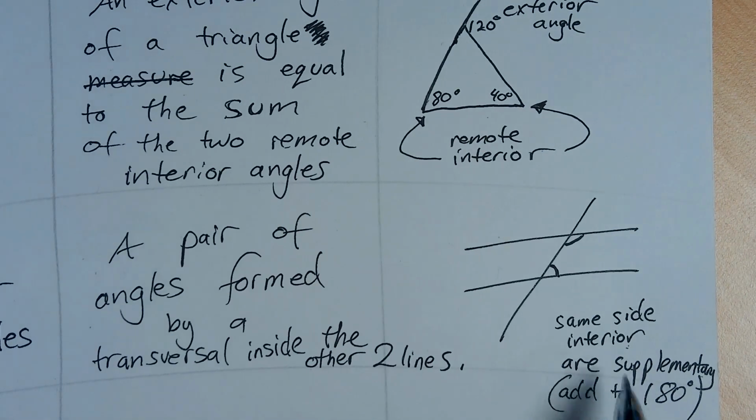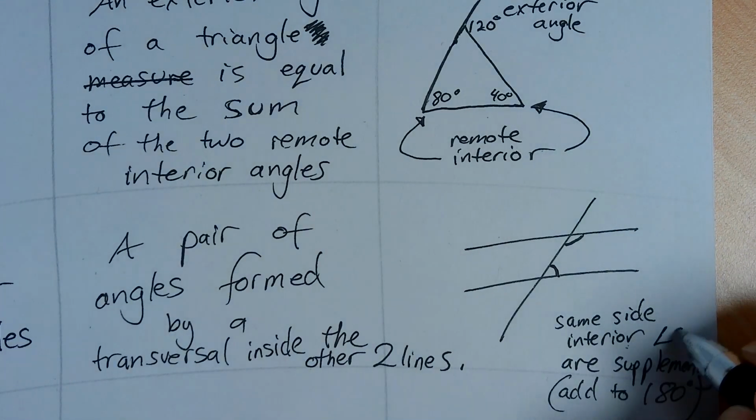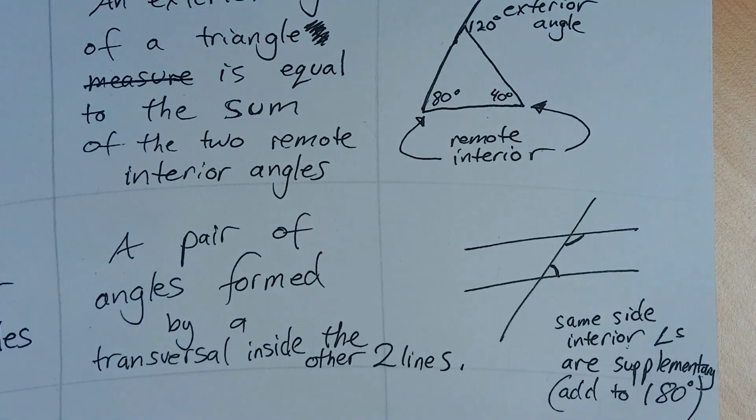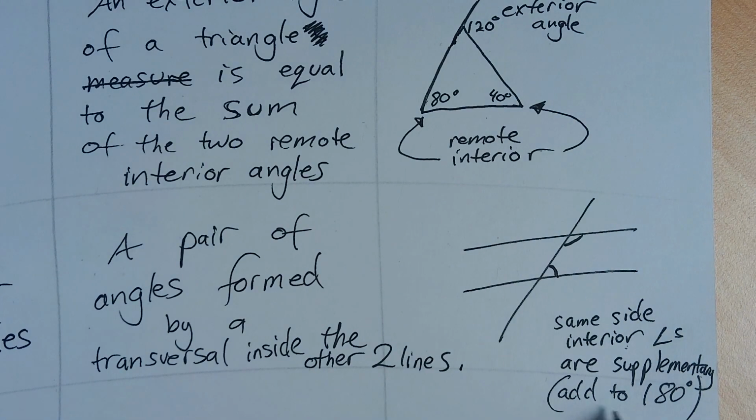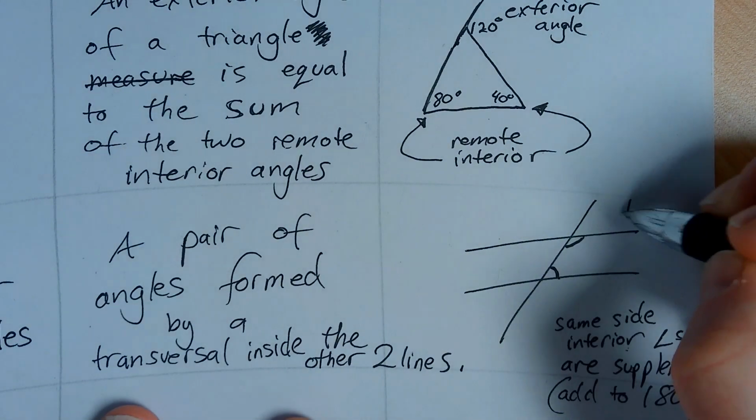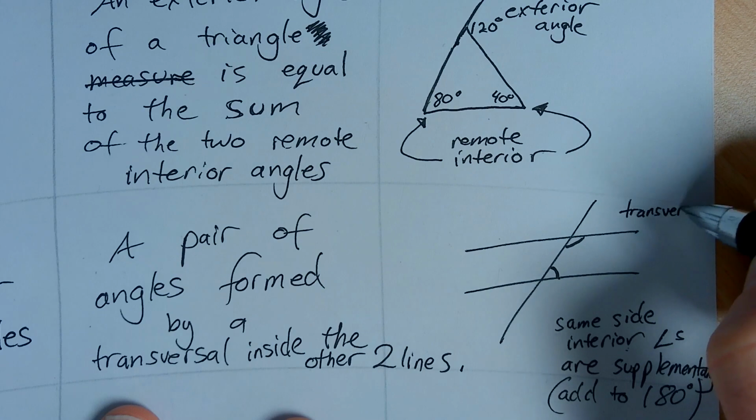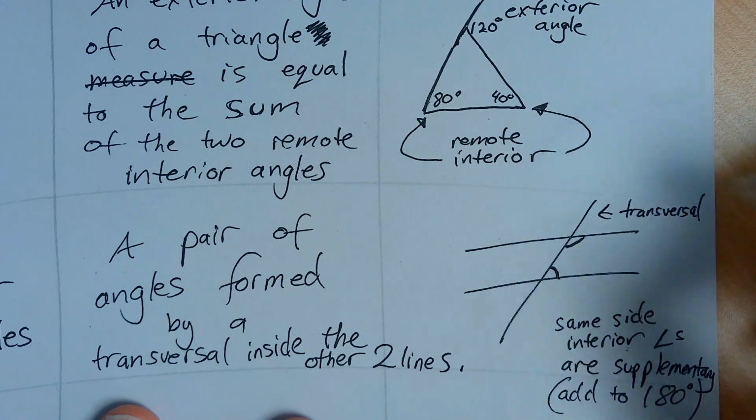Same side interior angles are supplementary. They add to 180. This is the transversal line. It's the crossing line.